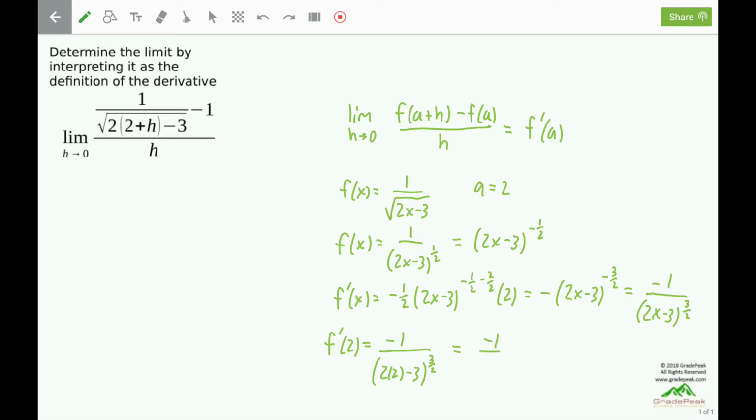So you have negative 1 over 2 times 2 is a 4, minus 3, to the 3 halves power. So negative 1 over 4 minus 3 is a 1 to the 3 halves power. Now 3 halves power means to take the square root. The square root of 1 is a 1, and then cube the result, and 1 cubed is 1. So I have a negative 1 over a 1, which is equal to negative 1. And therefore, this overall limit up here is equal to negative 1.